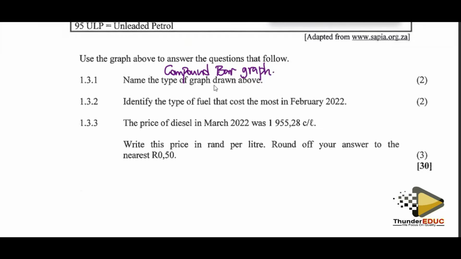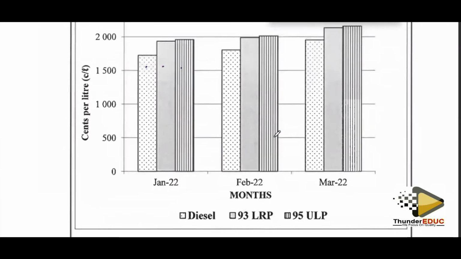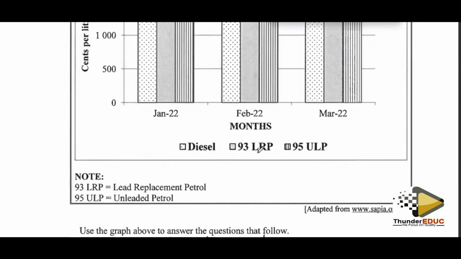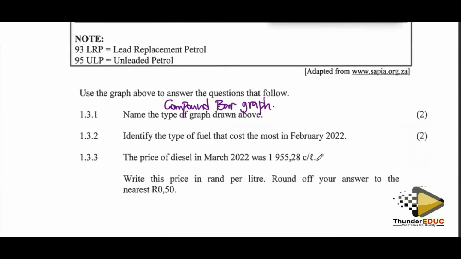Identify the type of fuel that cost the most in January 2022. We come here, January. We look for the bar that is above the others, which is this. February, not January, February. All right, which is this. And the stripes here represent 95 ULP. So it's 95 ULP. It's a type of fuel.